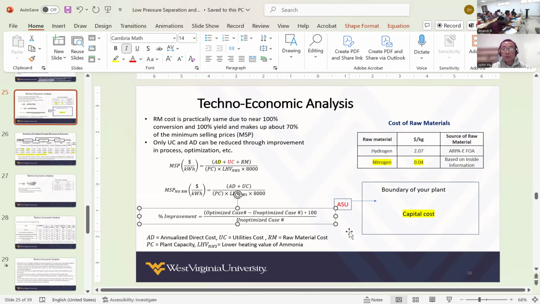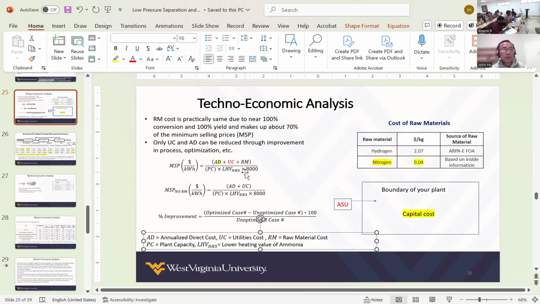Anybody has any question here? No question? Okay. So under this equation, the interpretation is here. Basically, the ADUC, raw material, these are costs. And then PC, basic plant capacity, times the LHV.